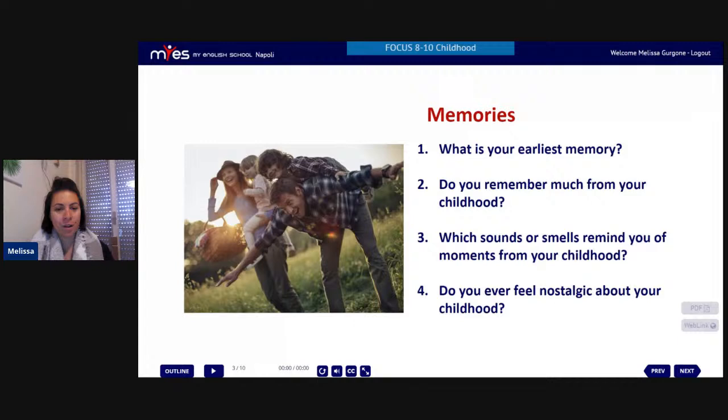Which sounds or smells remind you of moments from your childhood? For me personally, smells are a big thing that remind me of my childhood. When I smell certain foods, or even other things, like the smell of certain children's toys or certain washing soaps, they always take me back to different moments in my childhood. What about you? Maybe it's some particular songs or TV intros or advertisement jingles, or maybe it's even seeing certain things that remind you of your childhood. What things are for you that remind you of your childhood?